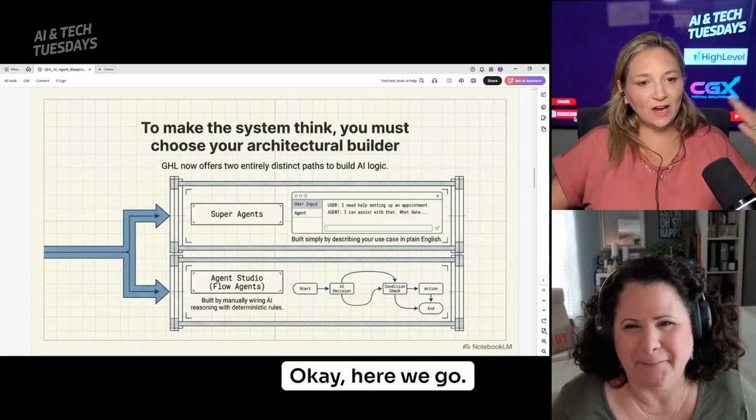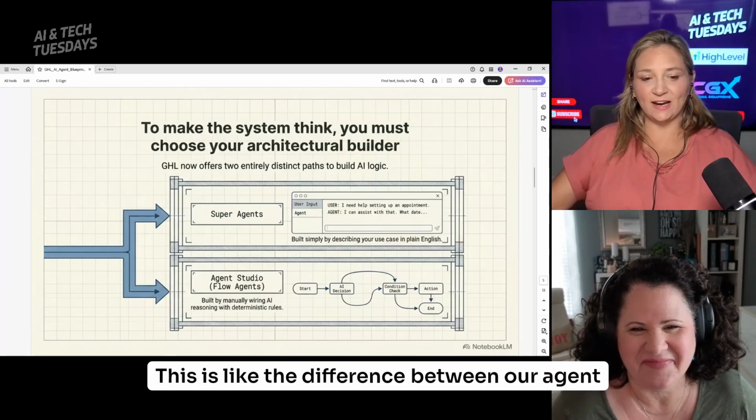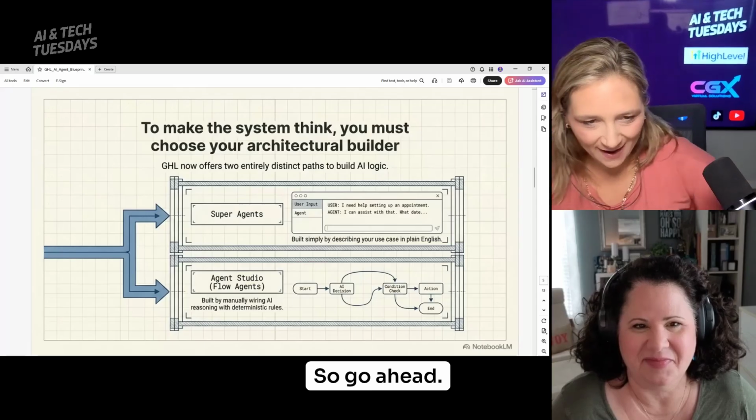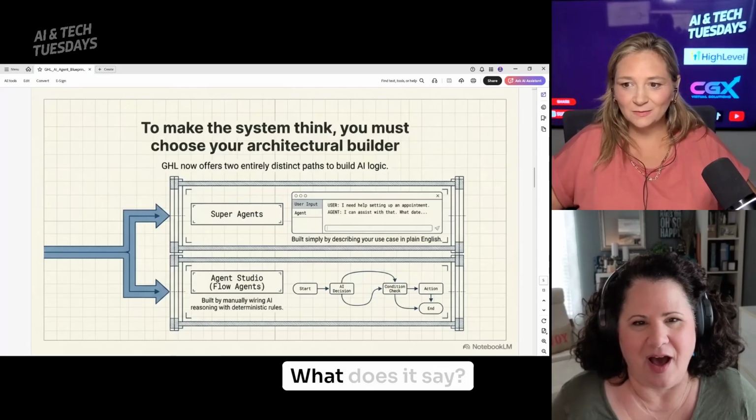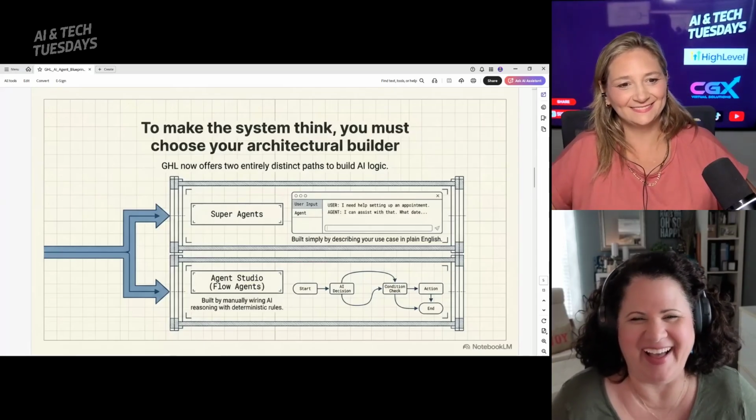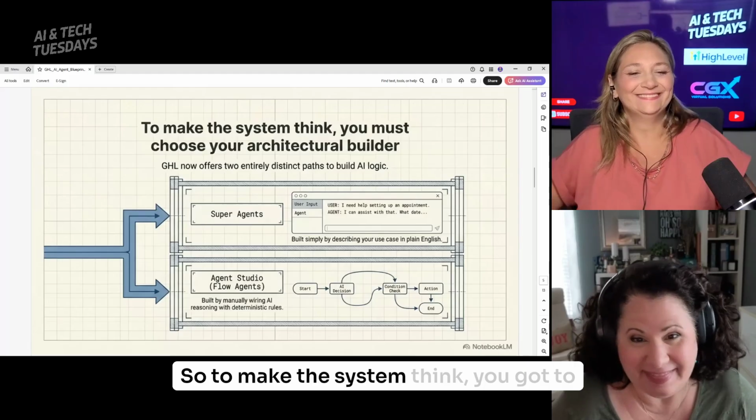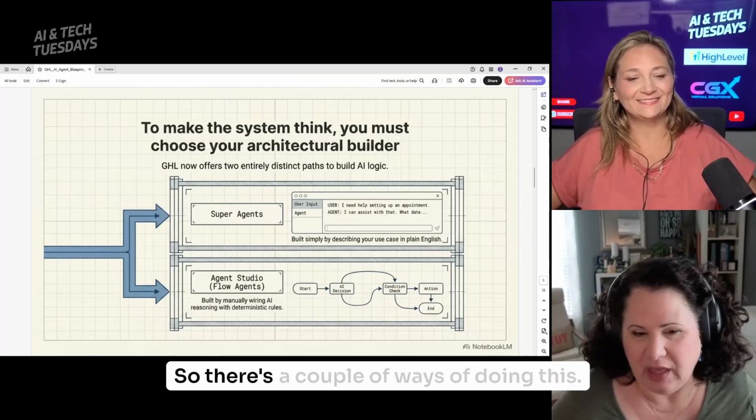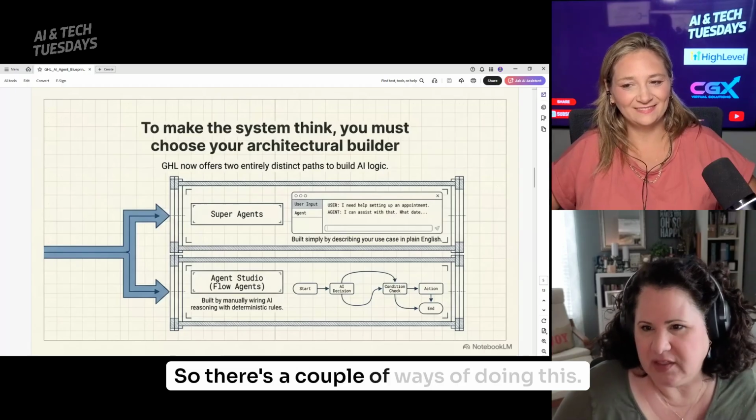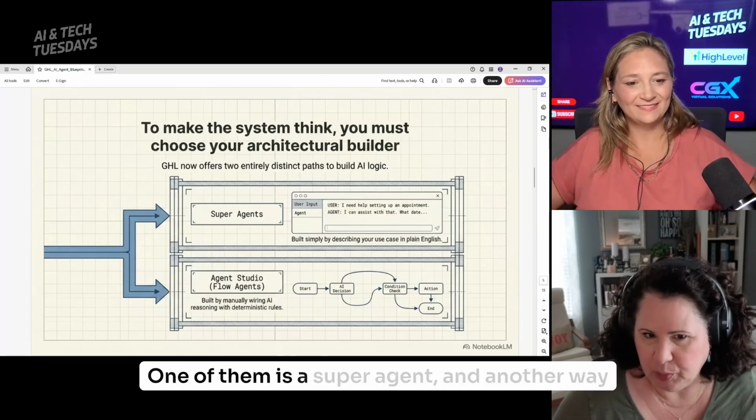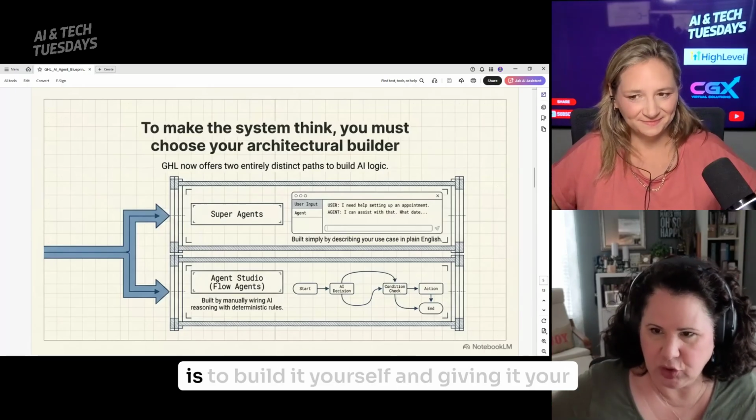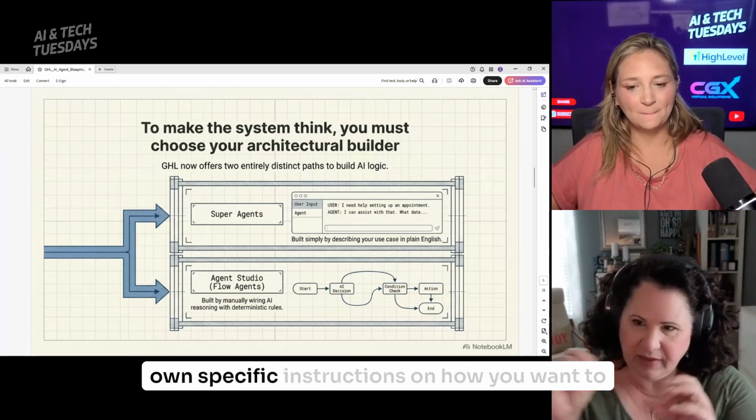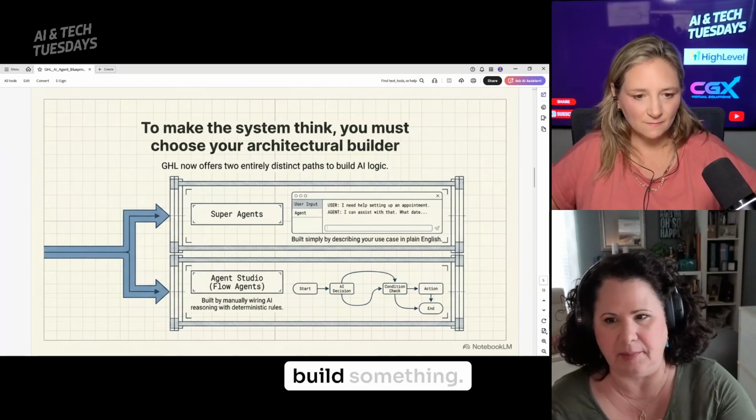Okay, here we go. This is like the difference between our agent studio with flow agents and super agents. So go ahead, take it away, Yamil. So to make the system think, you have to choose your architectural builder. There's a couple of ways of doing this. One of them is a super agent, and another way is to build it yourself and give it your own specific instructions on how you want to build something.